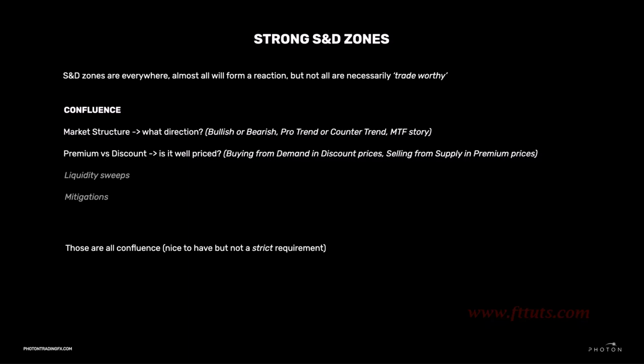Those confluences are really nice to have, but they are not necessarily a strict minimum requirement. So what do I mean by that? Well, if they were a strict minimum requirement, then you would only ever buy from demand zones that were in the discount, for example, and perhaps you would only buy from demand zones that were also pro-trend and in the discount, right? Because that should, in theory, give you that higher probability. But that also means you would never sell from a supply zone that was in the discount prices, and maybe a supply zone that was also counter-trend, because this would be as low probability as you can make it, and it would be a lot more aggressive.